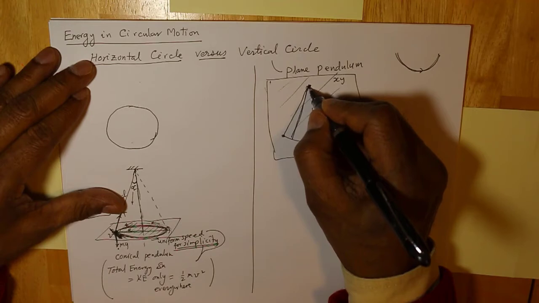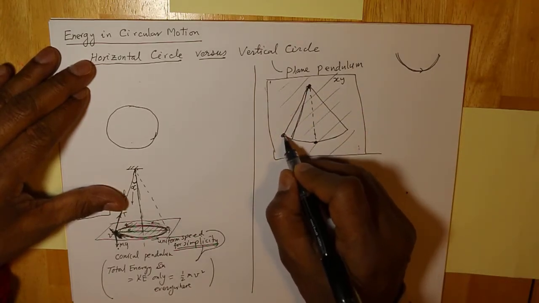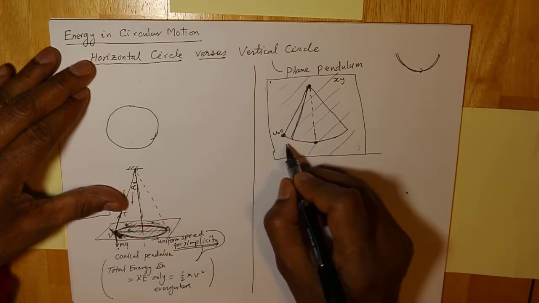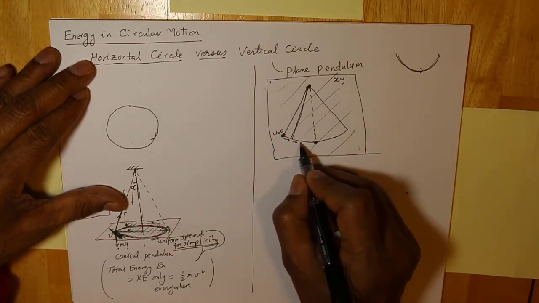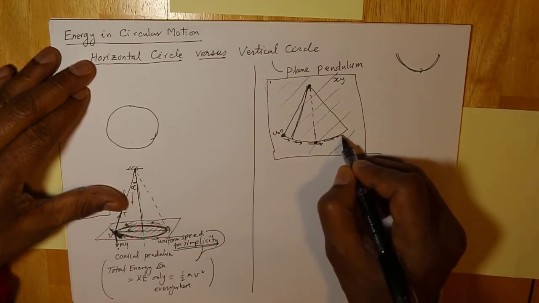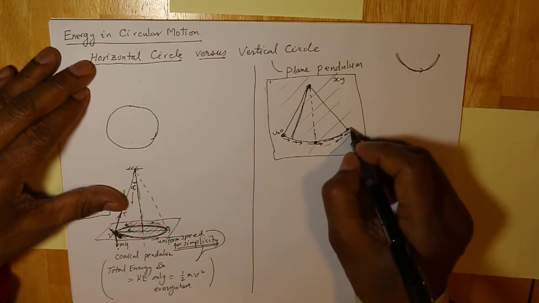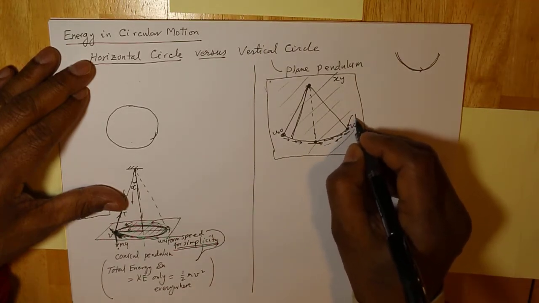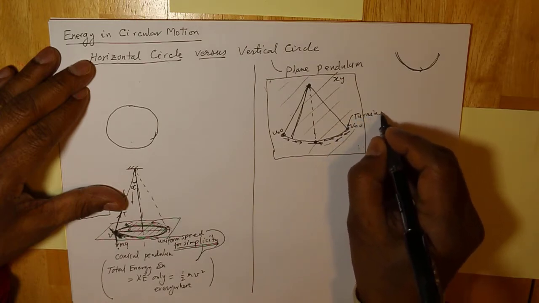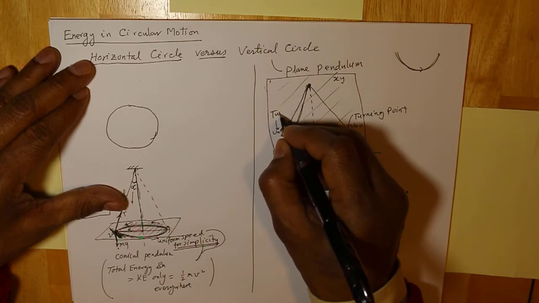If you look at it over here, say I let go here at v equal to 0. Then the speed will pick up and become very large, and then slow down and then stop, and then it's going to pick up again and just repeat. So v equal to 0. So this is a turning point, and this is another turning point.